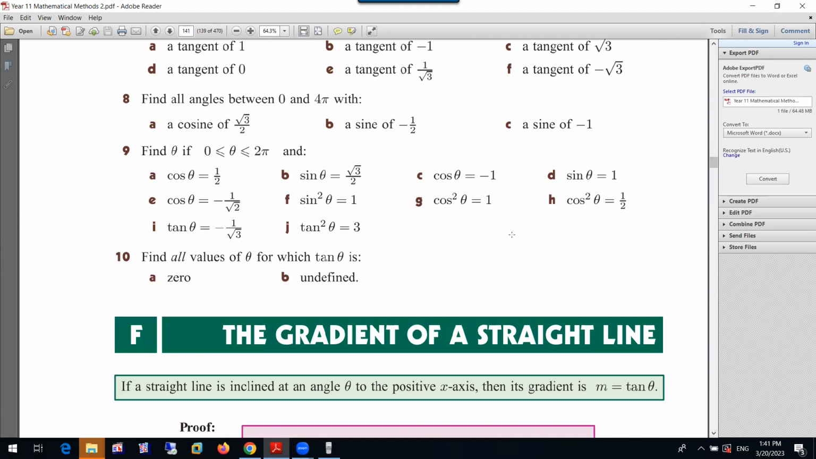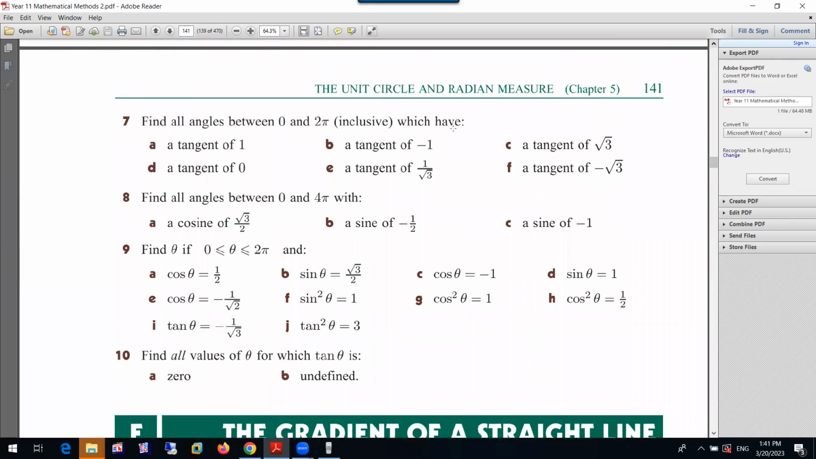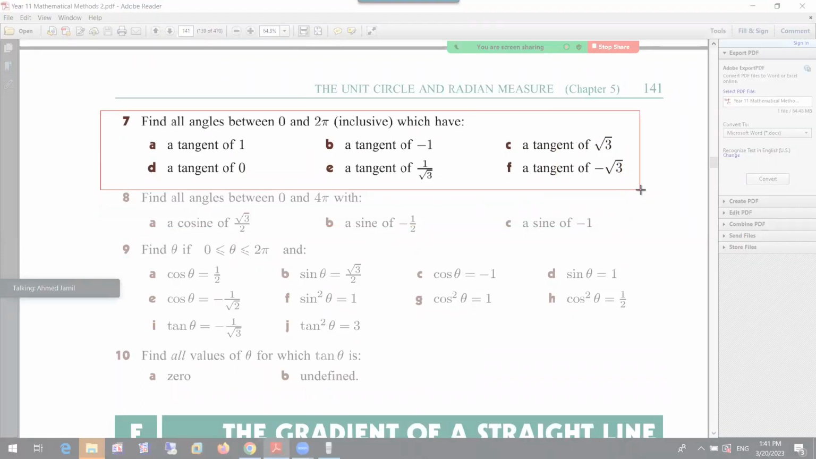So all of these questions are very similar. It's actually question number 7. Find all the angles 0 to 2 pi. It's a tangent, right? I'm going to solve question 7 now.